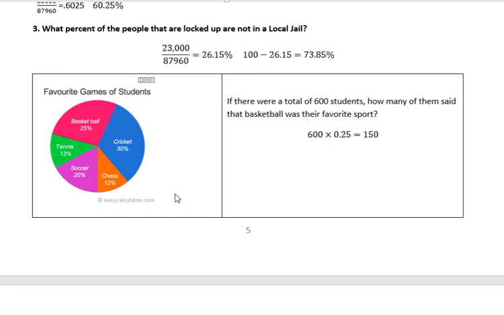In that case, we would just take the 600 that we were given and multiply by the percentage in that particular wedge. Remember that we want to change that to a decimal first by moving the decimal point two places to the left. 600 times 0.25 would be 150. So then we can say, okay, 150 of those students were preferring basketball.